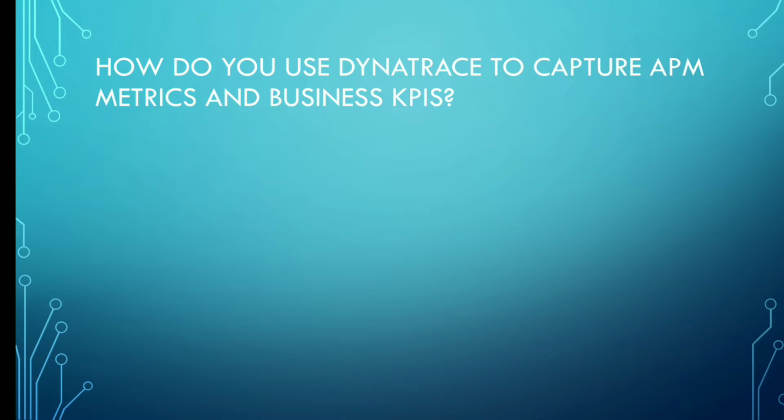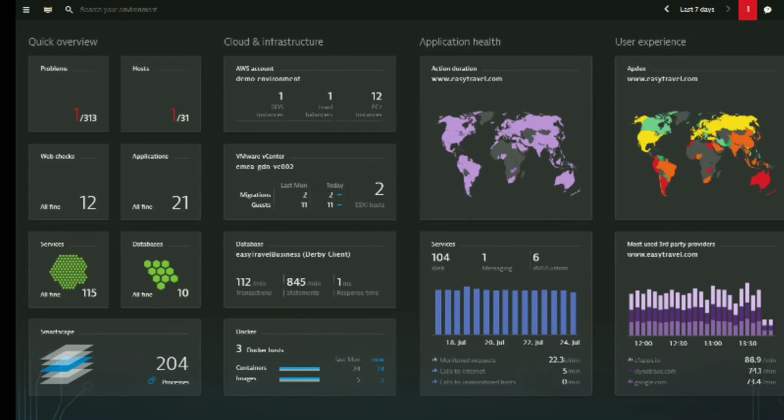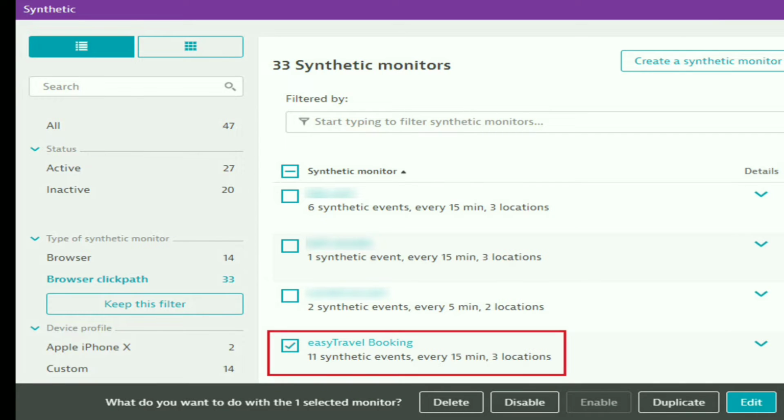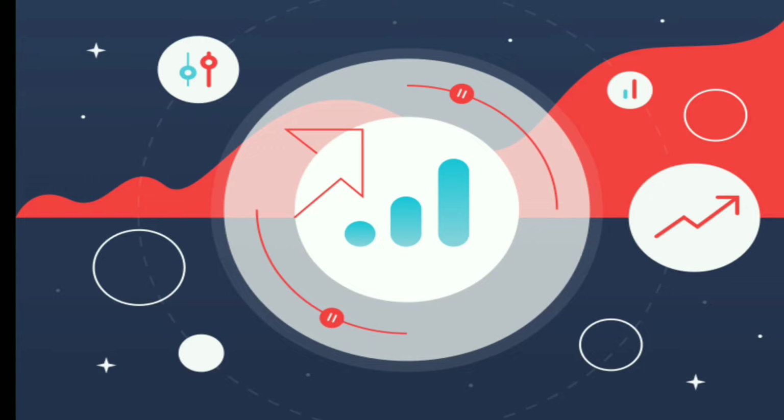In this video, we will be talking about how we use Dynatrace to capture APM metrics and business KPIs. Dynatrace provides a few different ways to capture APM metrics and business KPIs. One way is to use the Dynatrace recorder, which is a tool that can be used to record user sessions and replay them later. This is useful for capturing things like page load times and response time.